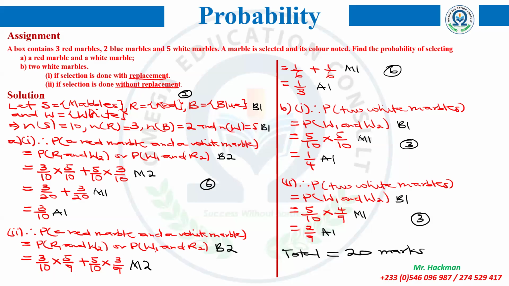You come and do the same analysis here. Your first selection being white, you will get 5 out of 10. Then times your second selection being red, you still have all of them intact. So it will be 3 out of, your total sample space will reduce by 1 because the first white which was selected was not replaced because of the condition. So take note of that. Let me pick the laser so that you can see clearly. So that will give us 3 out of 9. Again, use your calculator to do this, or mentally you can do this. You can equally do this separately, but don't use your calculator to do everything.